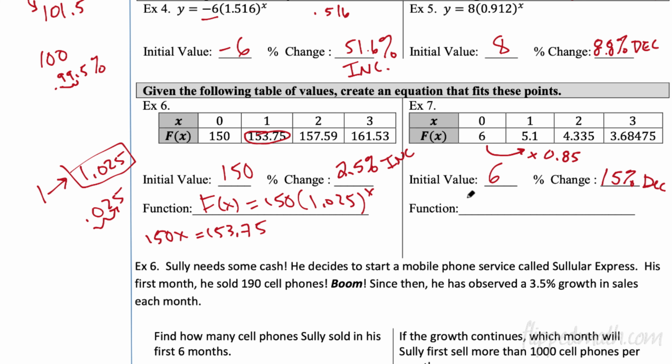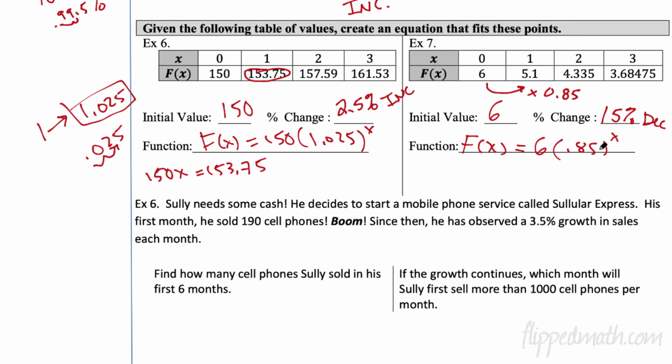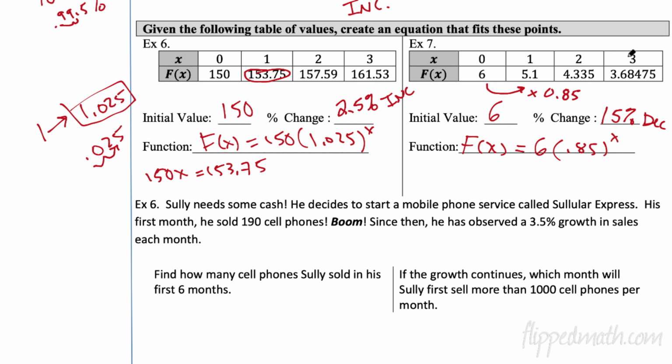All right, to write the function, f of x would equal our initial value times our multiplier, which is 0.85 raised to the x power. And that's how you create equations. How cool is that? Now, we probably should double check it by plugging in some of these to the equation. When you do that, you're going to see that it works.